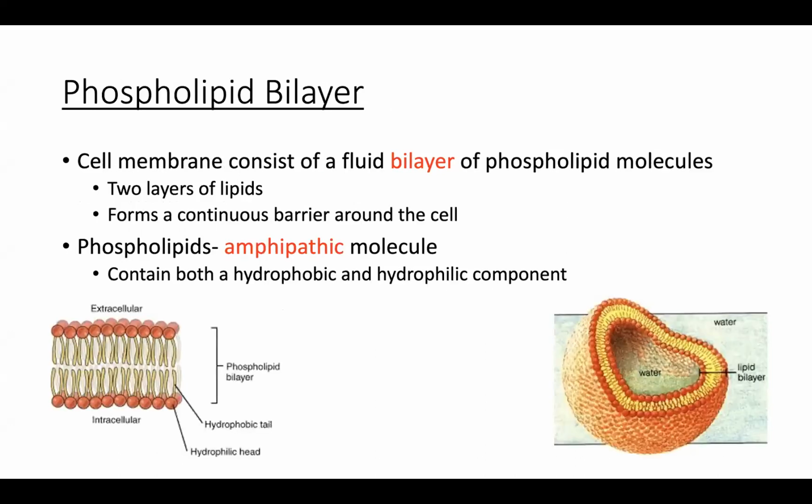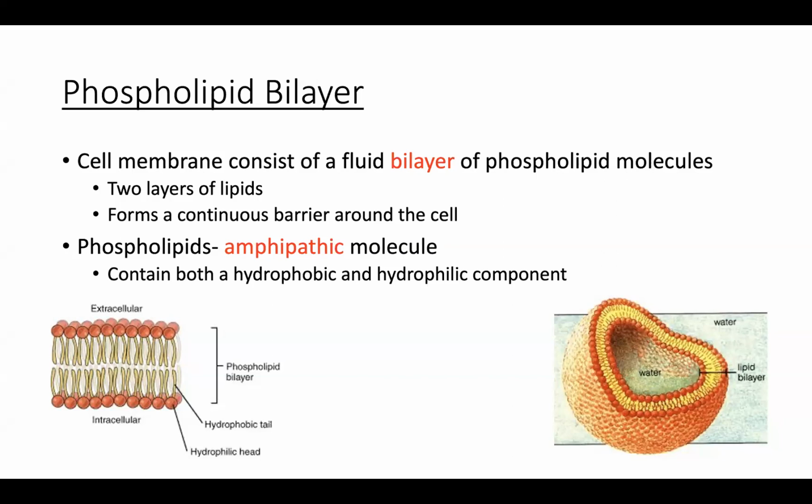Structurally, the plasma membrane is a phospholipid bilayer. All right, we talked about this a little bit already, but we know that the cell membrane consists of a fluid bilayer of phospholipids. So this isn't a static structure, it's a dynamic fluid structure made up of these phospholipid molecules. All right. So we've already described these two layers of lipids that form this continuous sheet around the cell.